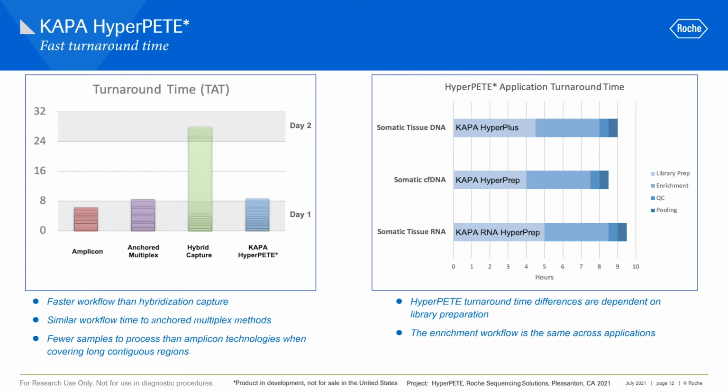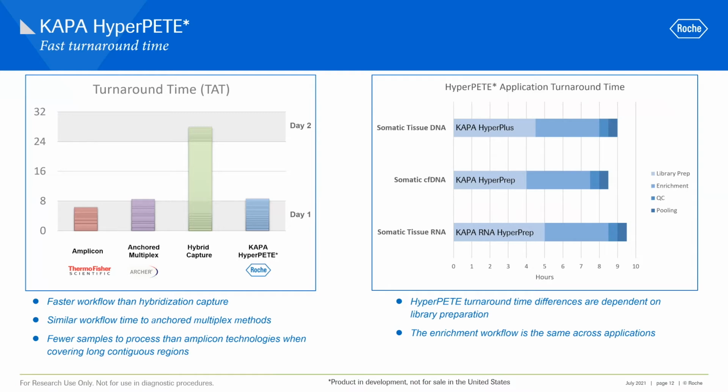And finally, we have our somatic tissue RNA prep. This takes a total of 9.5 hours. And the point here is the enrichment workflow is the same across all of the different applications.